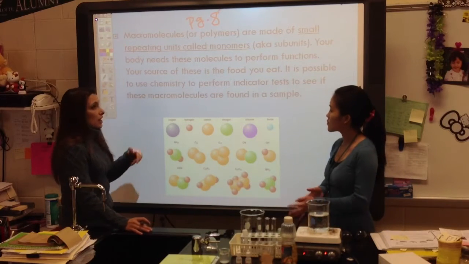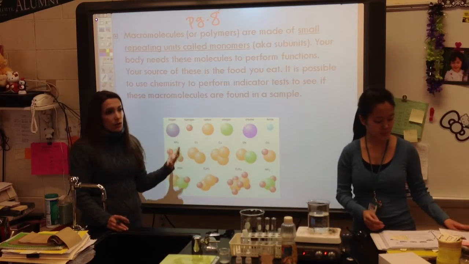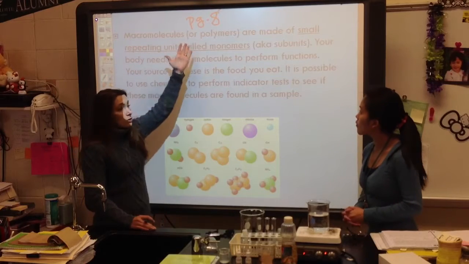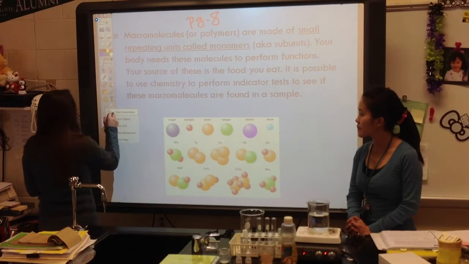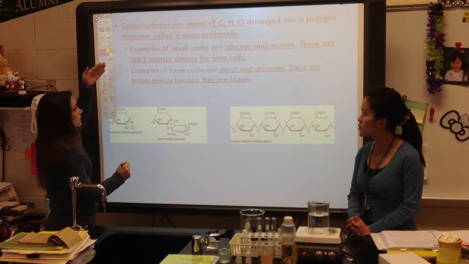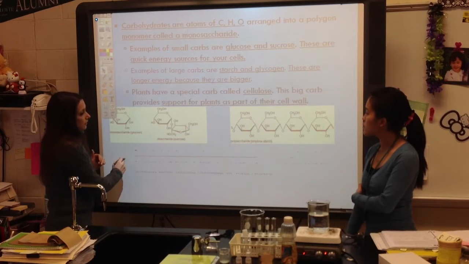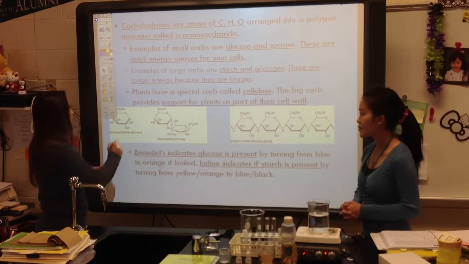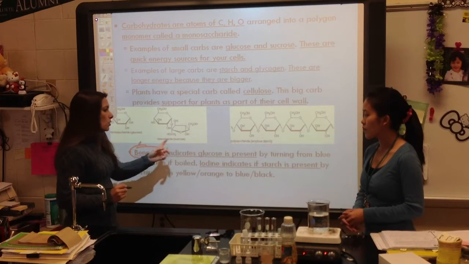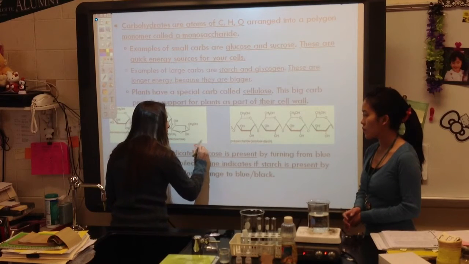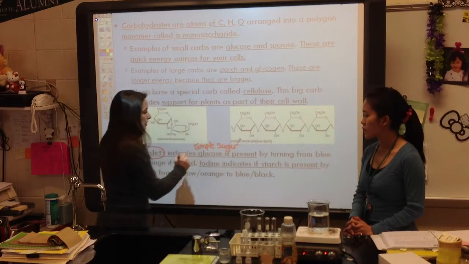So on page 8, we're just going to start and flip through the notes a little bit and remind ourselves what the macromolecules are. Remember, macromolecules are also called polymers, and they're made up of small repeating units called monomers. We talked about carbohydrates, both small and large, and this is where we see the first example of an indicator. The first one is Benedict's. Benedict's indicator will indicate if glucose, or please add in the word simple sugar, is present.